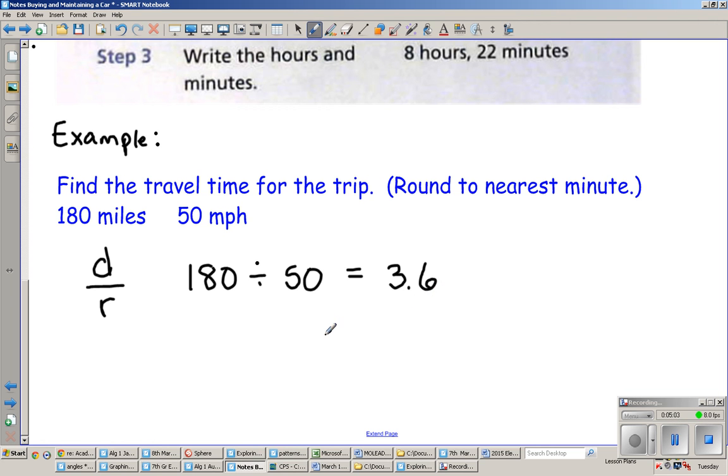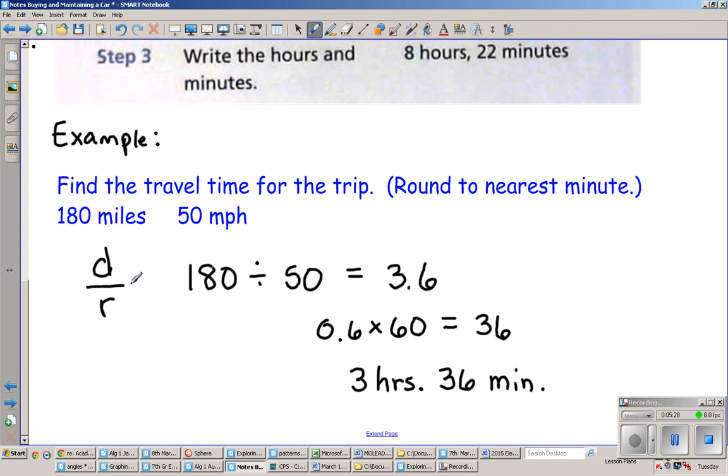We need to convert this 6/10 to minutes, so let's multiply it times 60. 6/10 times 60 gives you 36. So our trip should take 3 hours and 36 minutes. 3 hours, 36 minutes.